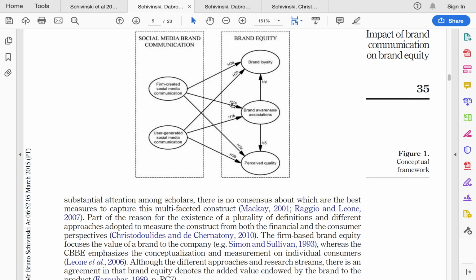So if you notice here, H1A, H1B, okay? These are the influences of communication on awareness and associations. 2A, 2B, social media communication from the firm, from the user on loyalty, and 3 on perceived quality. So at this stage, what you need to do, you need to get as many papers as possible that are proving that this relationship is true.